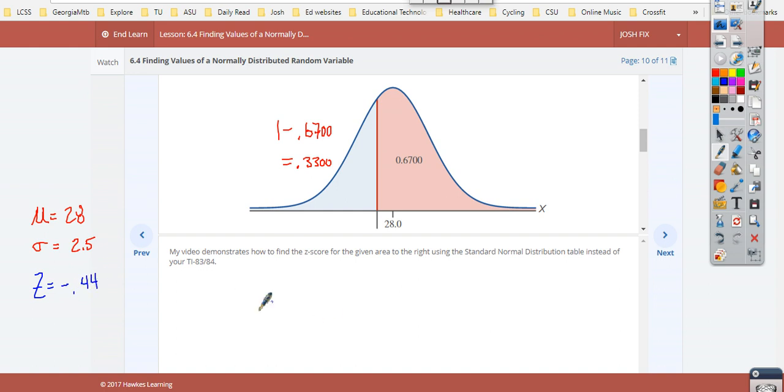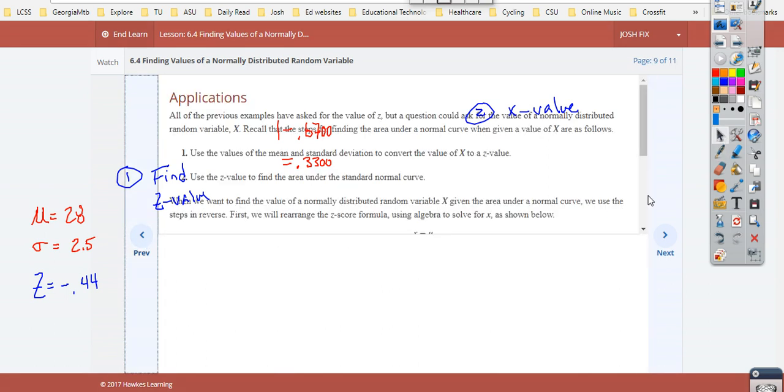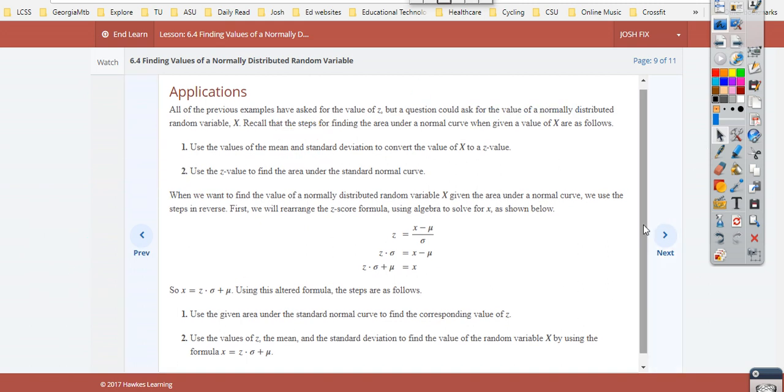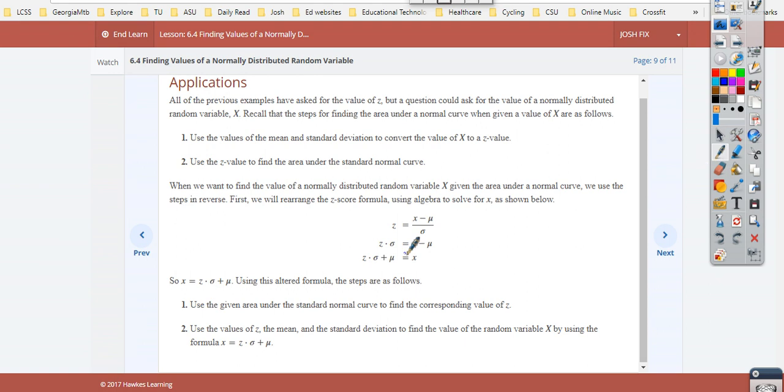Alright, so at this point, that was find my z value. That's step 1. Step 1 was find your z value given this area of 0.67. Step number 2 is to find my x value. So let's go back one page on Hawks' notes and recall this. In Hawks, we've seen the z-score. So we've used this guy before. This is our z-score formula. Used it several times leading up to now.